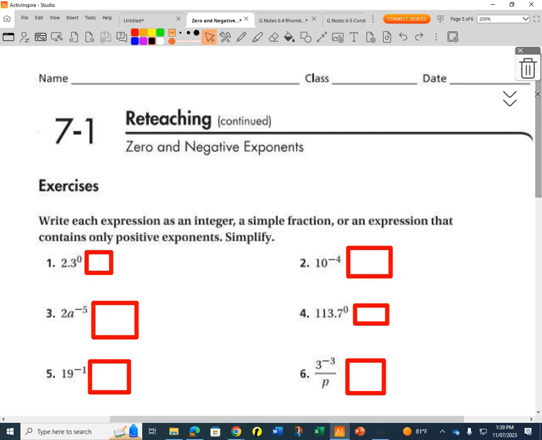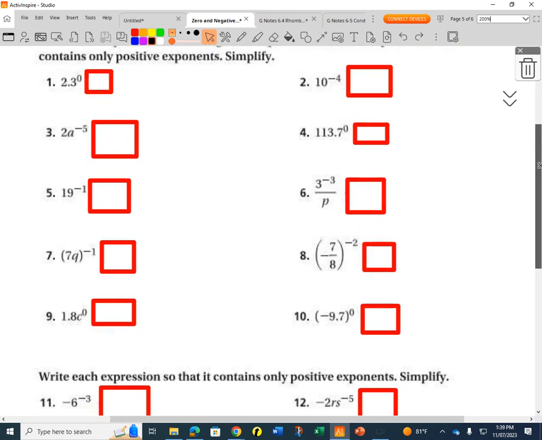We are going to simplify this expression. You guys are writing, this is example 1. 2.3 raised to the 0 power simplifies to what? 1. Anything raised to the 0 power equals 1, right? So this simplifies to 1. Anything raised to the 0 power equals 1.